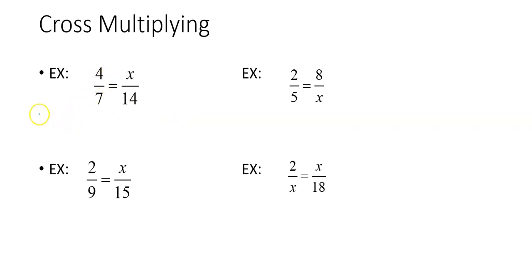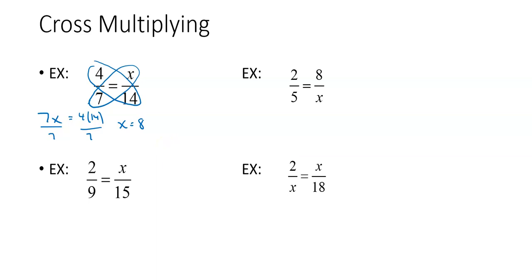So we multiply the 7 times x. Right? So we multiply across this way, 7 times x. Then the other way, we multiply 4 times 14, which is 56. So divide both sides by 7. 56 divided by 7 is 8. All right, look at the one underneath it.